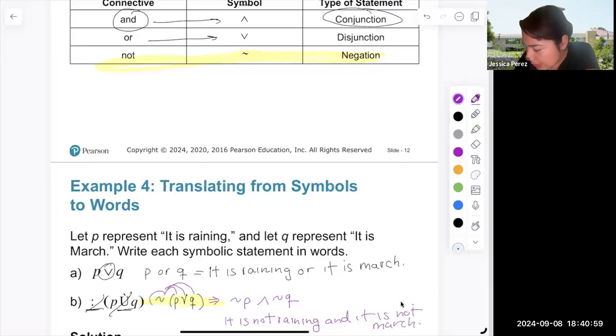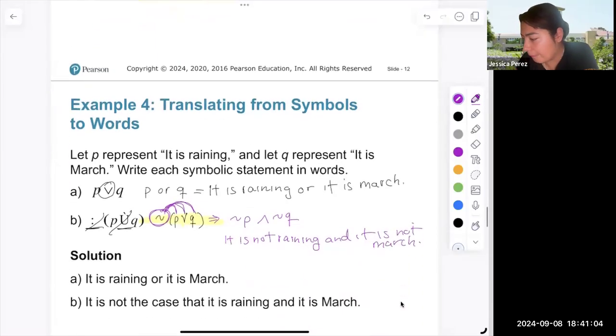So what did I do? Well, this symbol distributes to everything, P, the symbol, and Q. So it is not the case that it's raining and it is March. This technically negated, it is not the case. So it's not raining and it is not March. What we did was we distributed the negation to the original value of V, now it becomes an or. So the and becomes an or. I negated P and I negated Q.